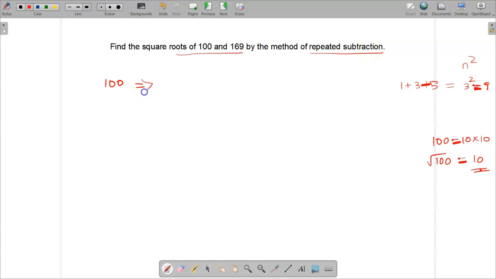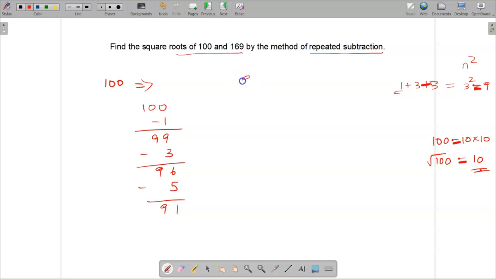The first value is 100, and the first odd number is 1, so we subtract 1. 100 minus 1 is 99. What is the next odd number? 3, so we subtract 3 now. 9 minus 3 is 6, and then here 9. The next odd number is 5, so subtract that. 6 minus 5 is 1, and here it is 9.